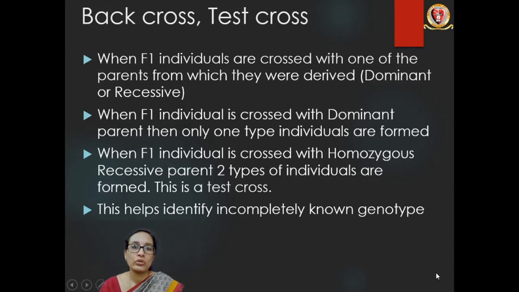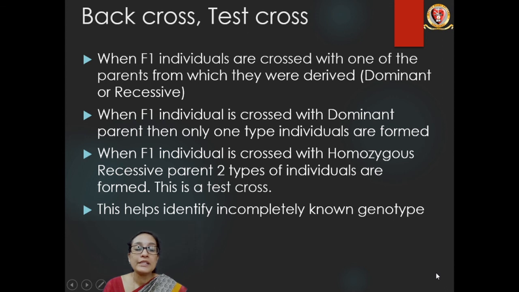Now, what is a back cross? What is a test cross? When the F1 individuals are crossed with one of the parents from which they are derived, either dominant or recessive, it's called a back cross. When the F1 individuals are crossed with a dominant parent, there is only one type of individual produced. But when the F1 individual is crossed with the homozygous recessive parent, there are 2 types of individuals formed, and this is called a test cross.